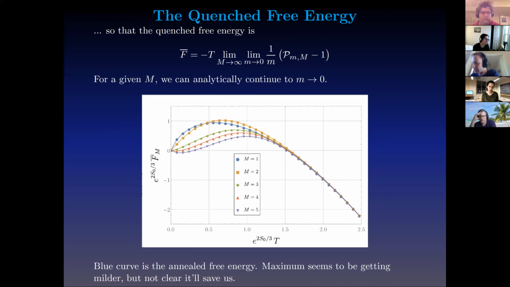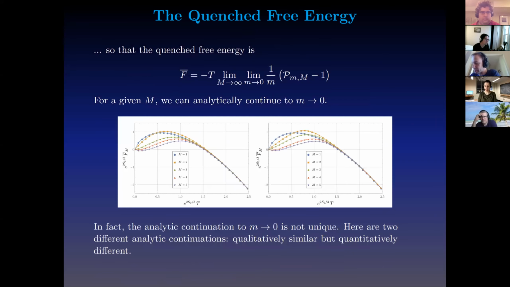Now, this is for a particular choice of analytic continuation to m goes to 0. I can do another one. Here are 2 different analytic continuations to m goes to 0. The reason we can take 2 different ones, which are qualitatively similar but quantitatively different, is that the analytic continuation to m goes to 0 is actually not unique here. That's somewhat unusual. It's not something that we usually encounter, but it is what happens.